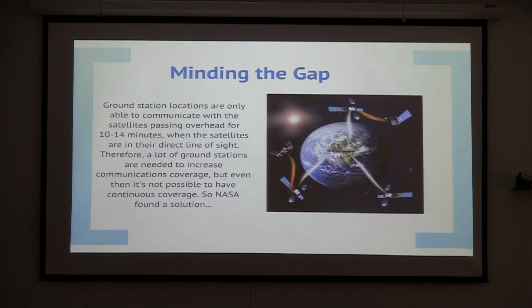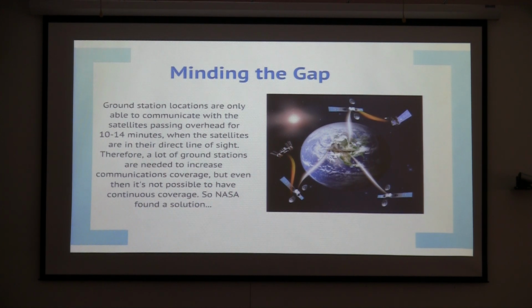Now, one of the issues with the near-Earth network antennas is their ability to communicate with satellites in space. Ground station locations are only able to communicate with the satellites for about 10 to 14 minutes as they pass overhead from horizon to horizon. Once it goes from horizon to horizon, our antennas can no longer see that satellite and therefore can no longer send or receive messages or data from that satellite.